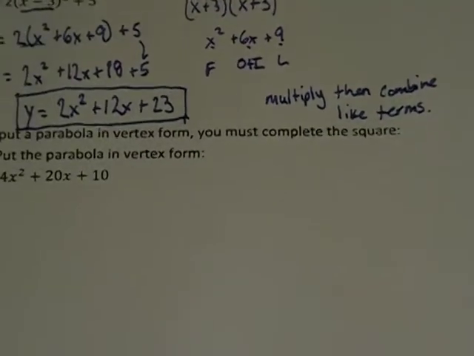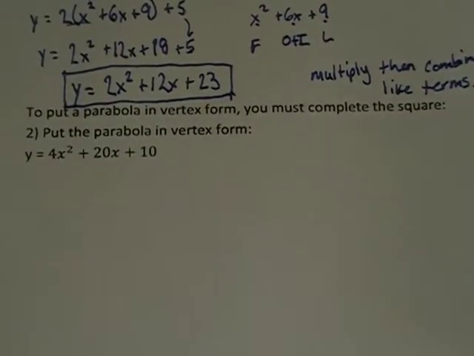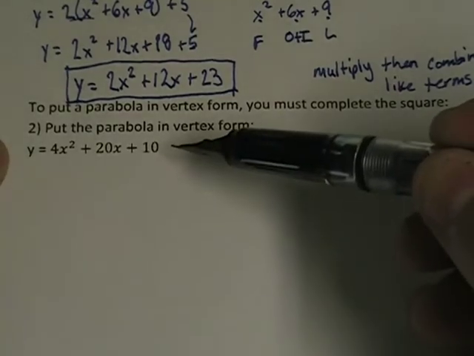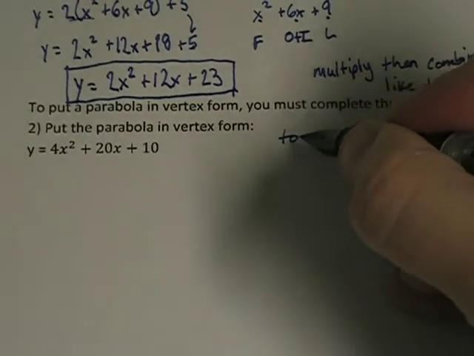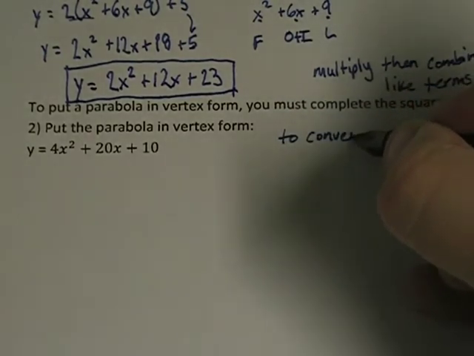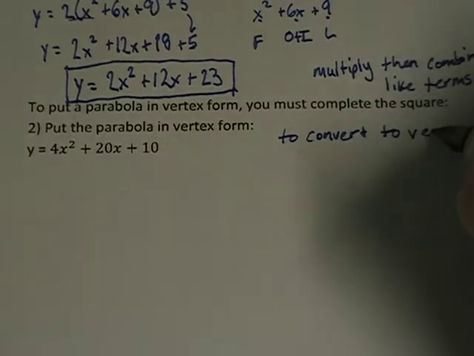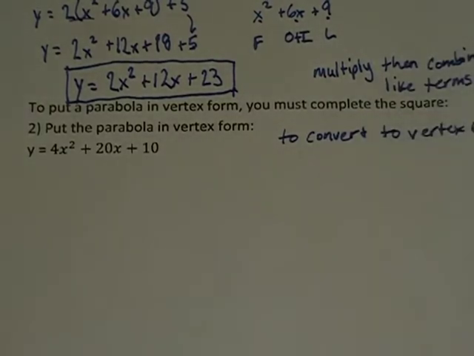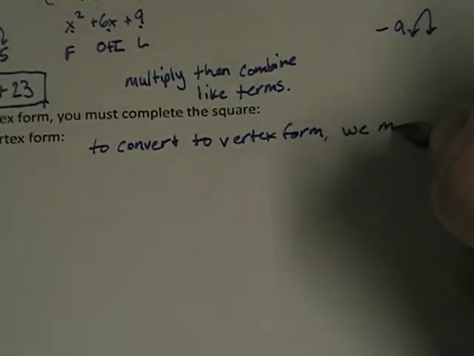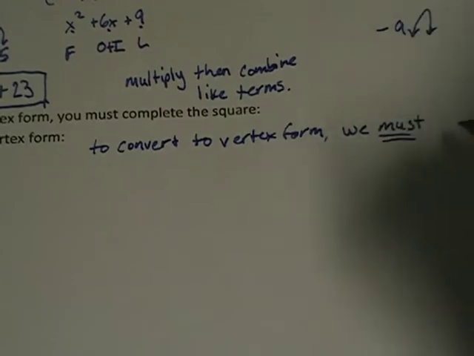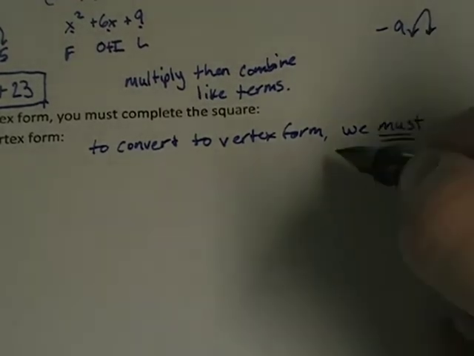So now you know how we do things in math. If you're going to go one way, you got to go the other. So now we've been given a parabola in standard form, and they want us to put it in vertex form. And to do this, to convert to vertex form, we must complete the square.